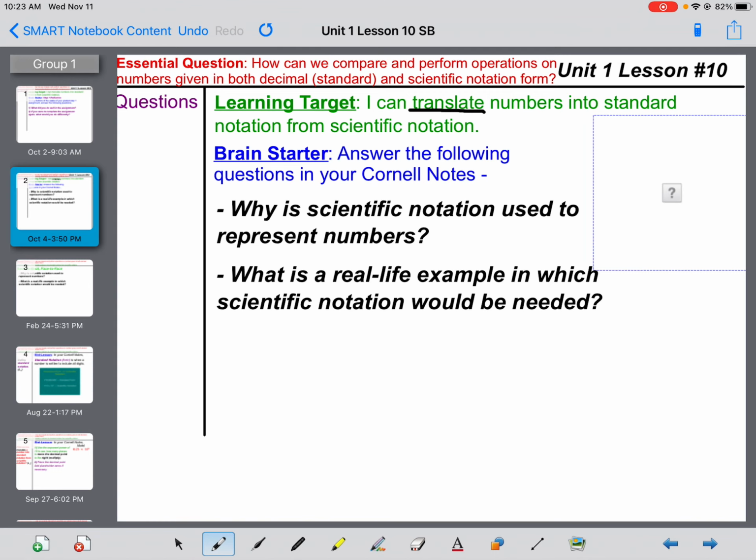In our brain starter, these two questions can be answered based on the information that we got from the Edpuzzles, but basically we use scientific notation to represent very, very large and very, very small numbers. A real life example in which we can use scientific notation would be possibly an astronaut or a scientist who wants to measure the distance of cells, because cells are so small that we cannot even see them. Again, it represents very large or very small numbers.